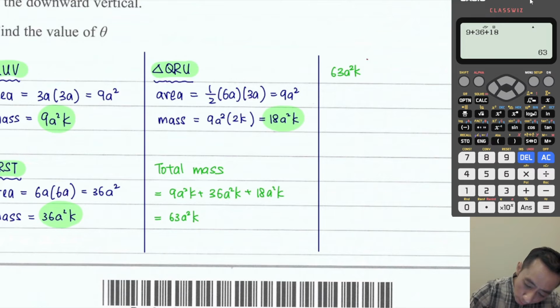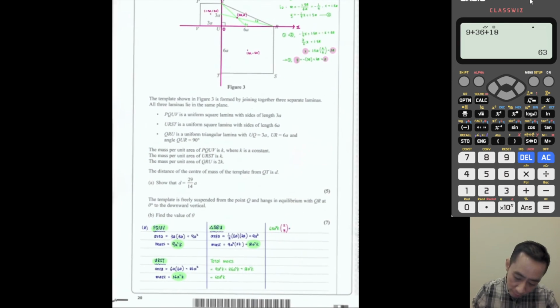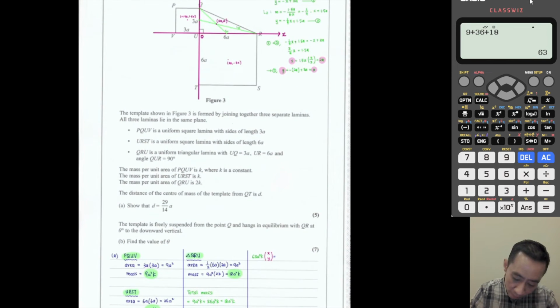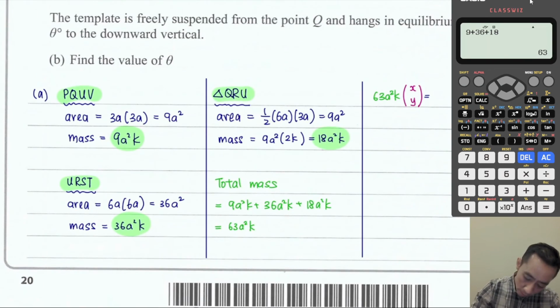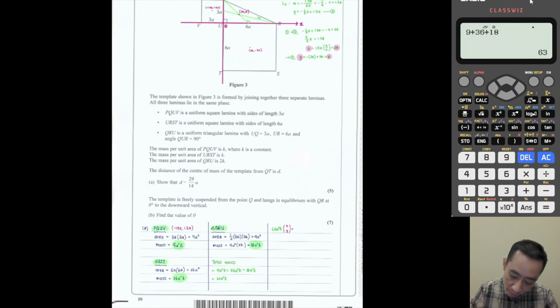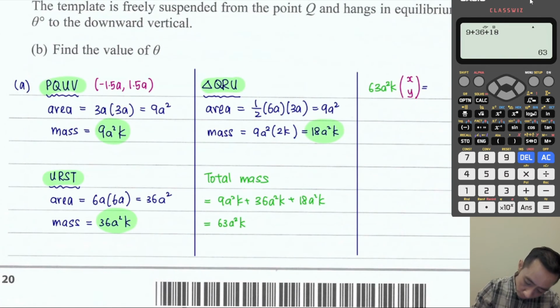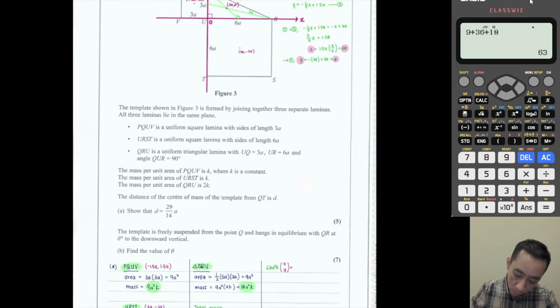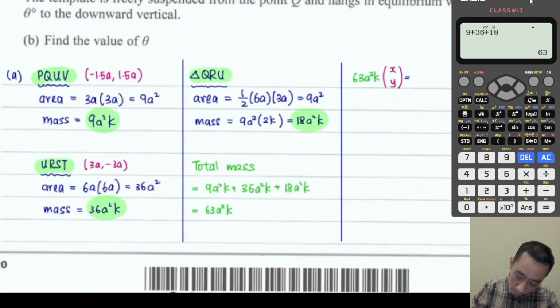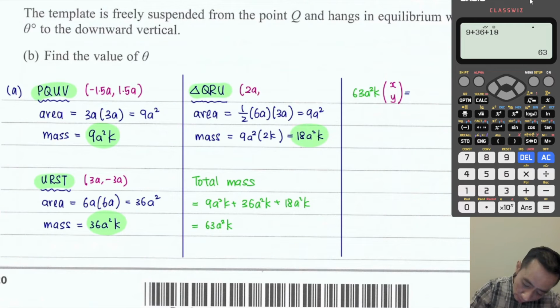I don't know where it is, I want to find it. So I just put the coordinates as x, y, then equals. Now for each of these, PQUV, the center is negative 1.5a, 1.5a. And then URST, the center we discussed just now, which is 3a, negative 3a. And then for the triangle, we also found the center, which is 2a, a.